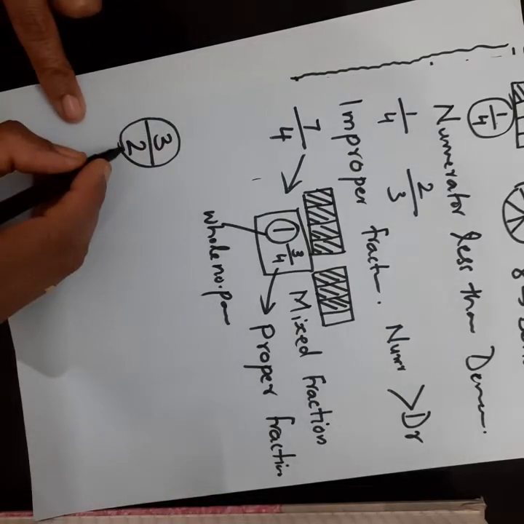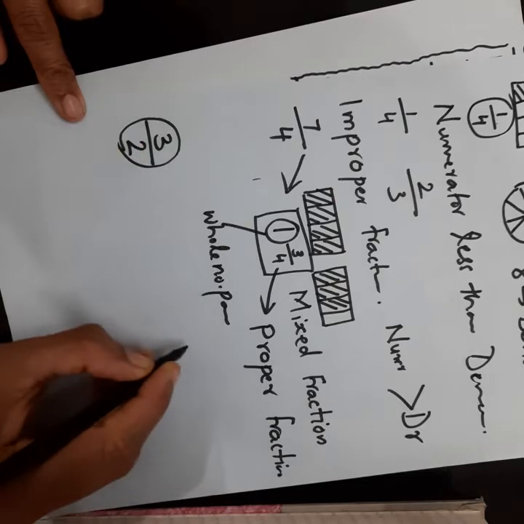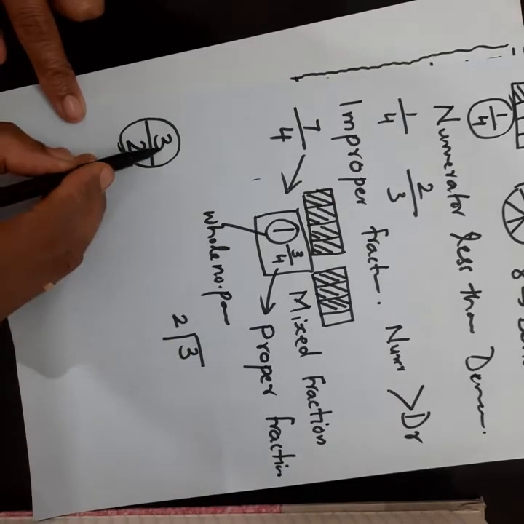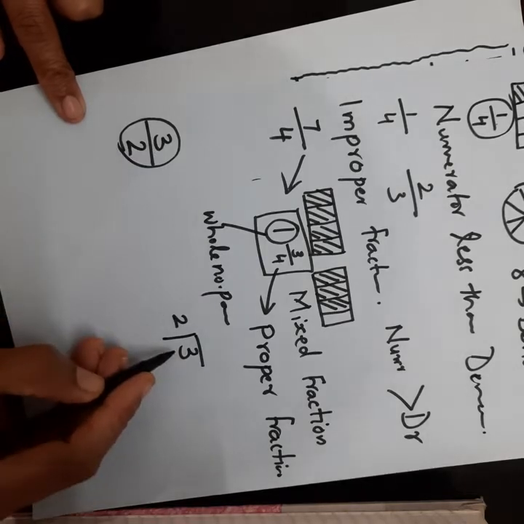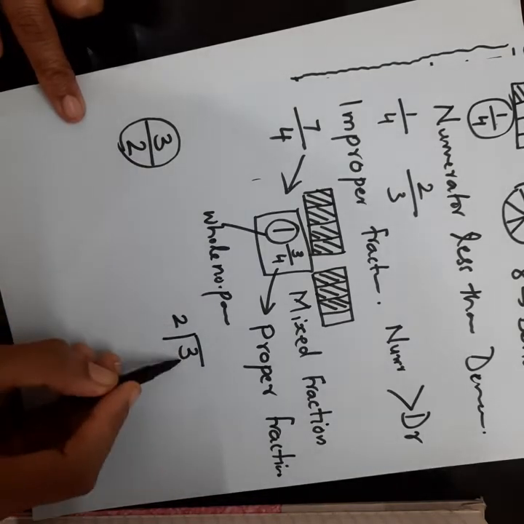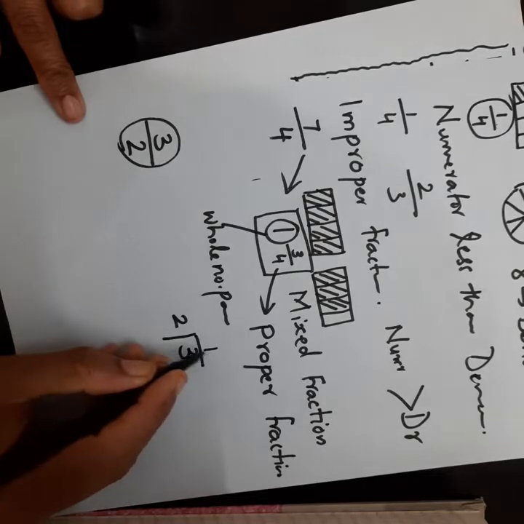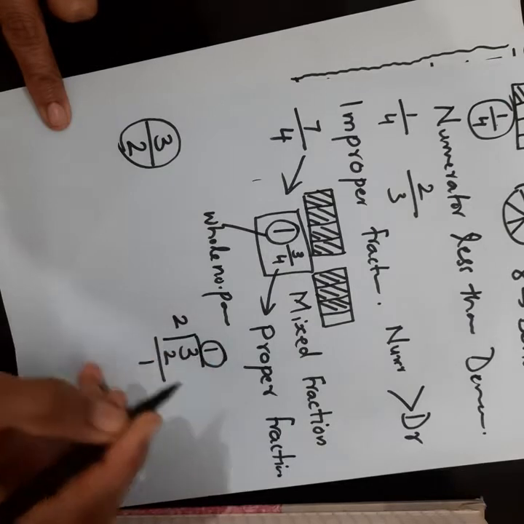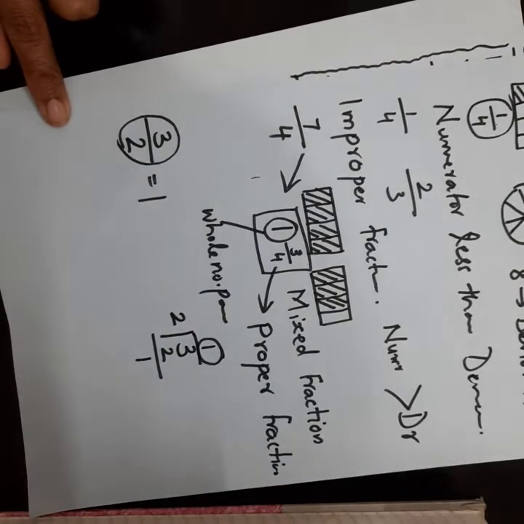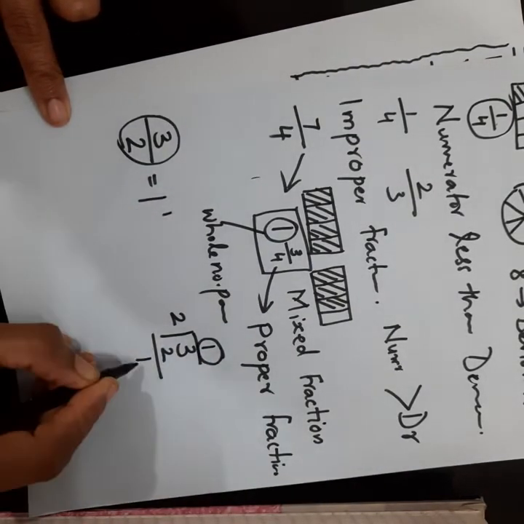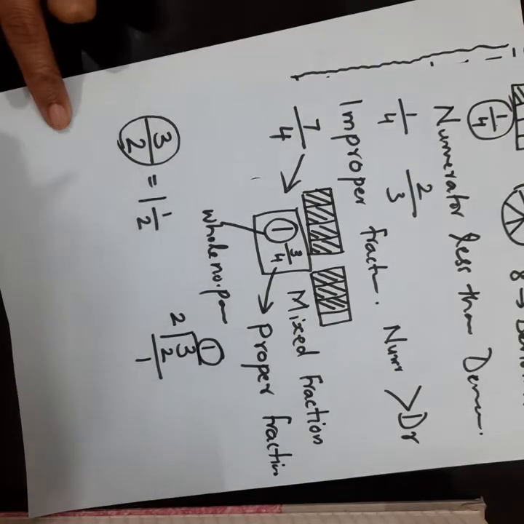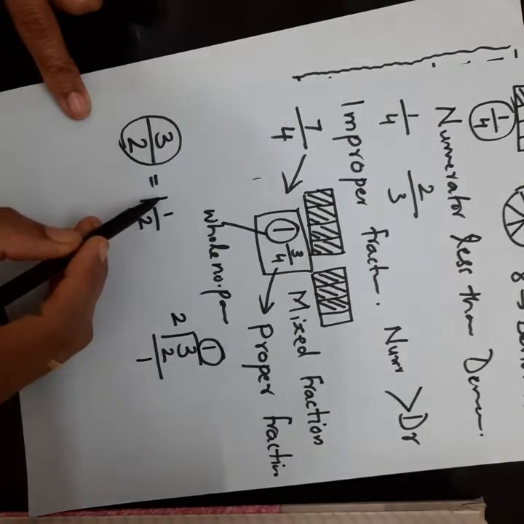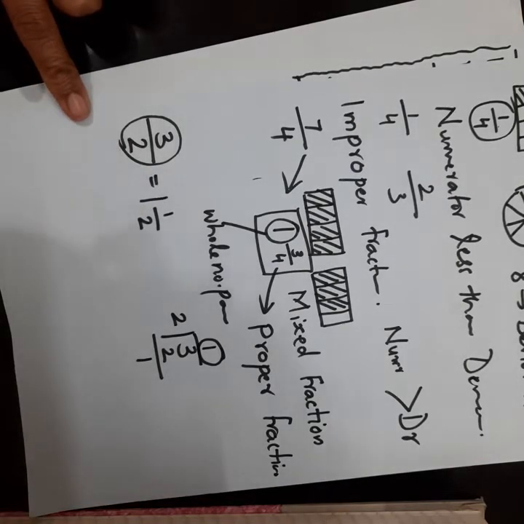To write it as a mixed fraction, what do I have to do? Write the numerator and then the denominator. That is, the numerator is to be divided by the denominator. How many times 2 in 3? 1. 1 2s are 2. What is the remainder? 1. Now, the quotient I am getting is the whole number part, the remainder is the numerator of the proper fraction, and the denominator is 2. So, 3 by 2 can be written as 1 1 by 2. This is the mixed fraction.